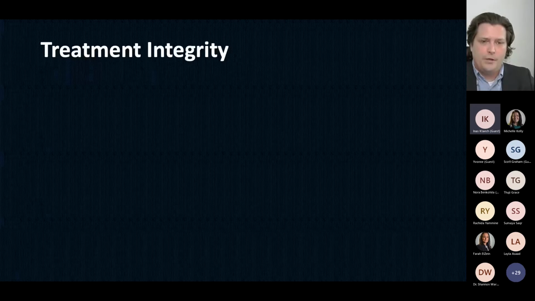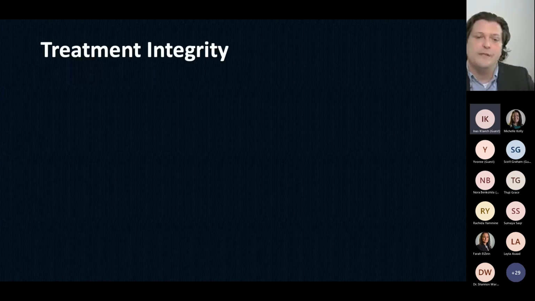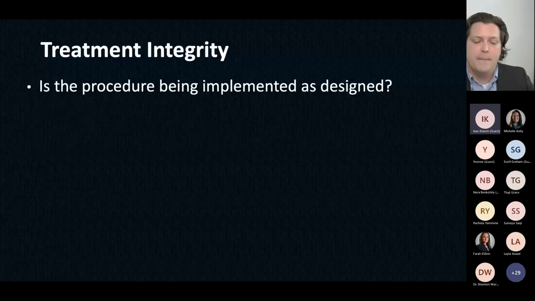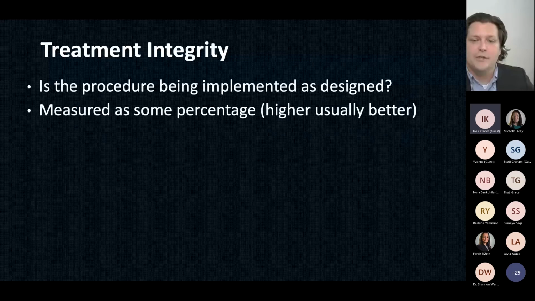So I mentioned earlier that teachers do not have to implement the good behavior game perfectly. They don't need to have really strong treatment integrity to see those characteristic effects of the good behavior game. Just as a refresher, treatment integrity is a measure of the extent to which a procedure is being implemented as designed. Usually this is reported as a percentage: they completed 90% of the steps, or their treatment integrity was 75%, or something like that.